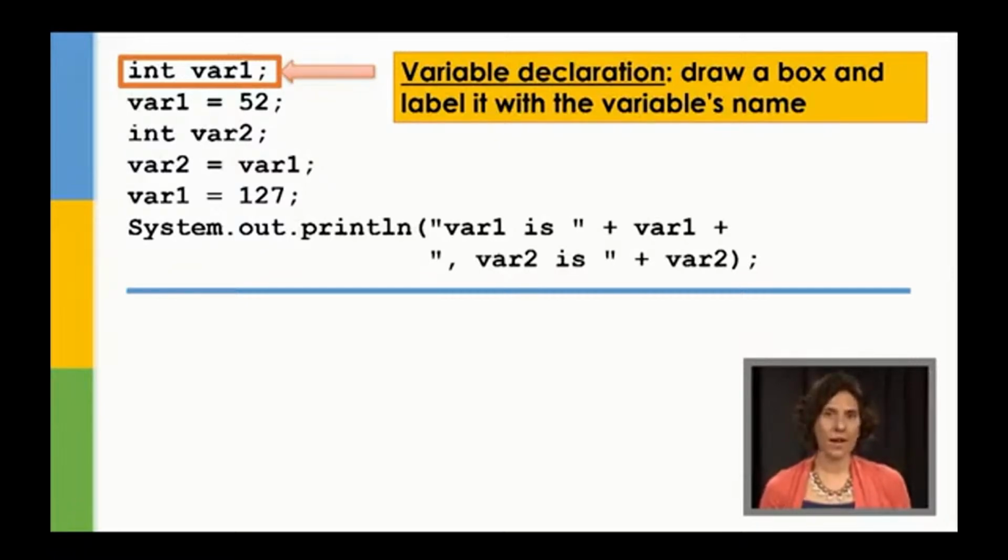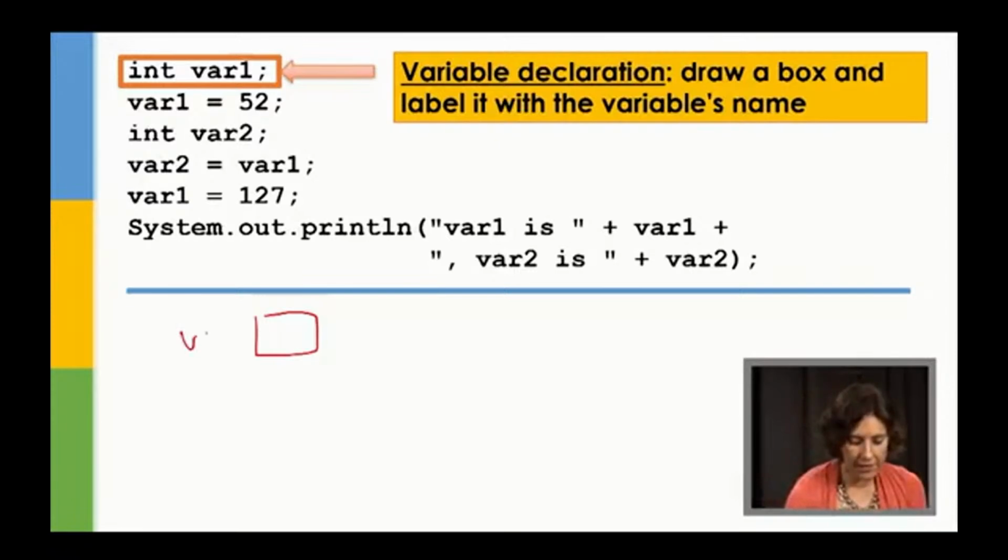So in my memory model, what I'm going to do is draw a box. That represents the space that I'm going to have to represent this variable, and label it with the name of the variable. So there we go, and you should do the same on your piece of paper.